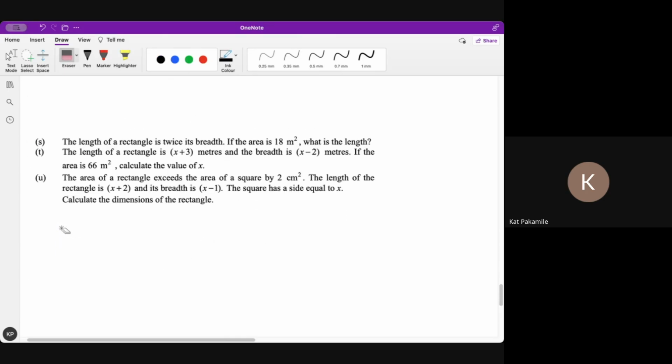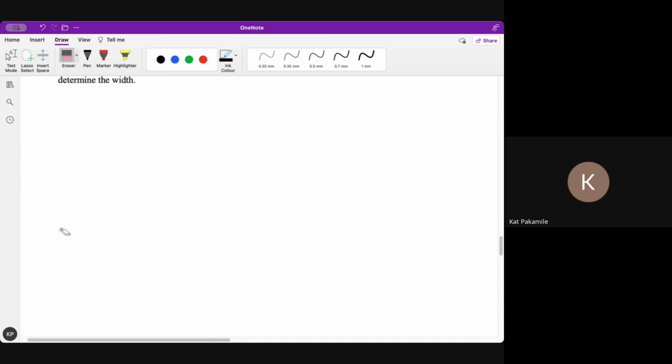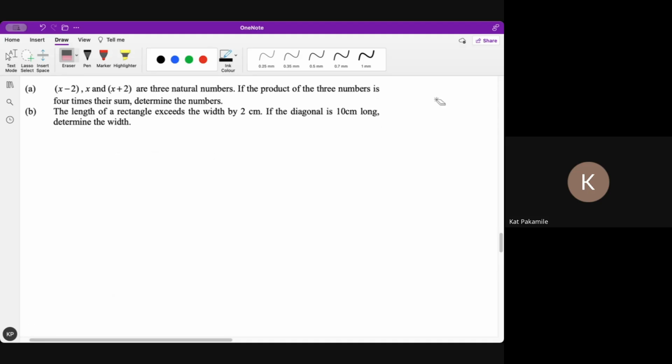I wanted to do some shapes, guys, because we just did shapes. Let's do A and B. So I want to tie in the algebra with the shapes and the lengths and width and all of that stuff. Okay, let's look first. x minus 2, x and x plus 2 are three natural numbers. If the product of these numbers is equal to 4 times their sum, what are the numbers?